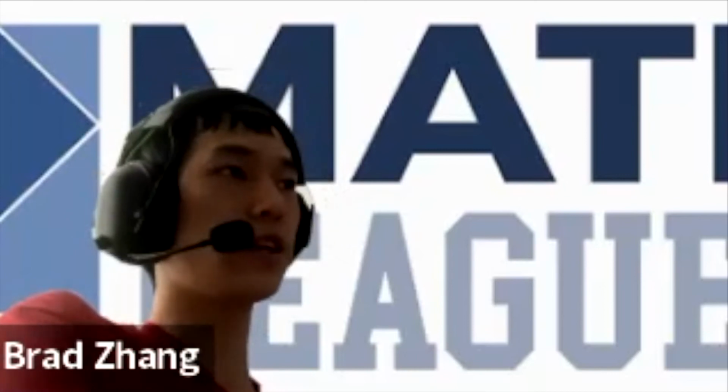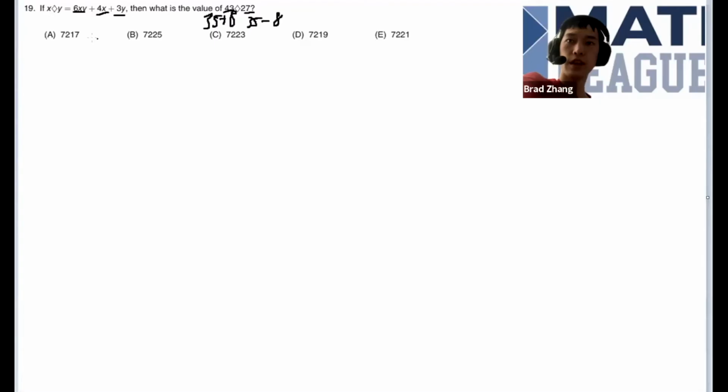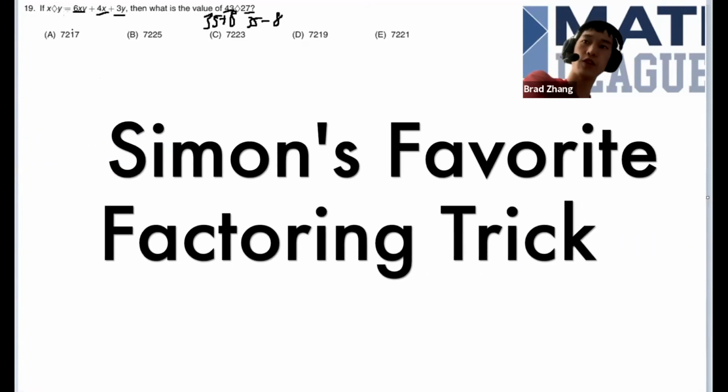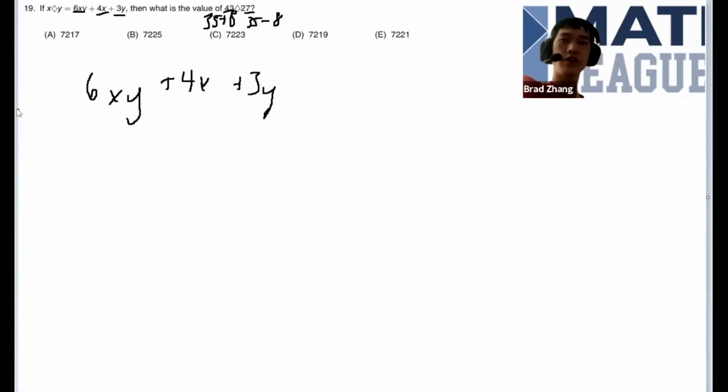But there's actually another way to do this problem that makes it even easier than what we've already done. Instead of doing all this arithmetic, what we can do is show you something called Simon's favorite factoring trick. Whenever we have xy or anything like this, I always think of trying to use this first, right? So we have 6xy plus 4x plus 3y. We're going to do factoring. So how do we factor this? It doesn't seem factorable. And you're right, it's not factorable, but we can kind of make it factorable.